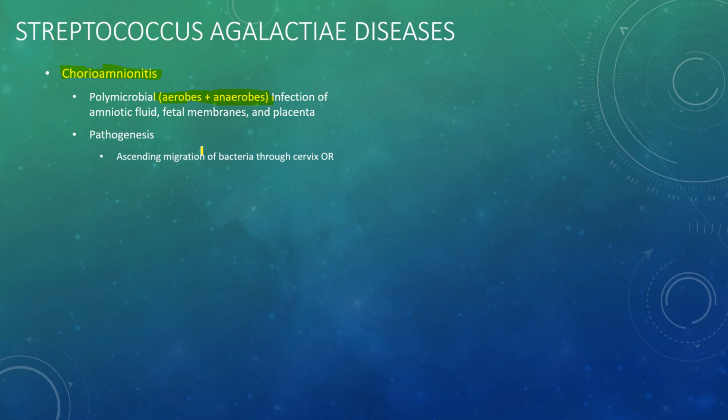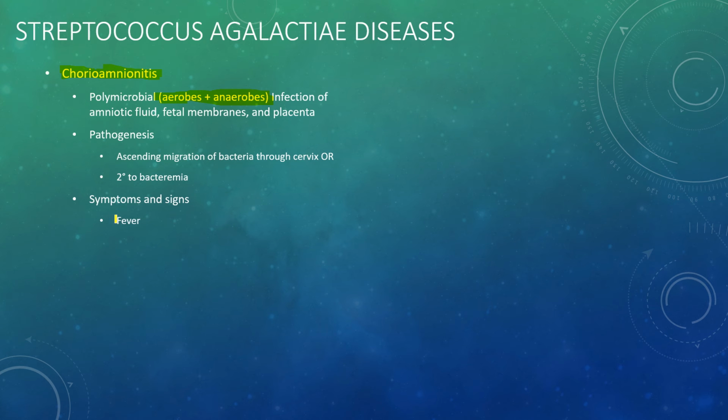So the pathogenesis, how does this happen? It's an ascending migration of bacteria through the cervix, just like we talked about for postpartum endometritis, or it can be due to bacteremia. The mom gets an infection, and the bacteria seed into the uterus through the highly vascular placenta. What are some symptoms and signs of this?